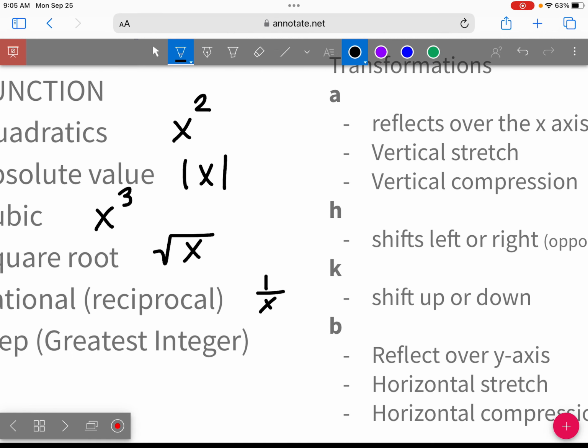And the step function, or the greatest integer function, it looks really weird. It's like a double bracket. It looks like this. And we will talk about all of these and kind of what they look like over the course of the next couple of days.